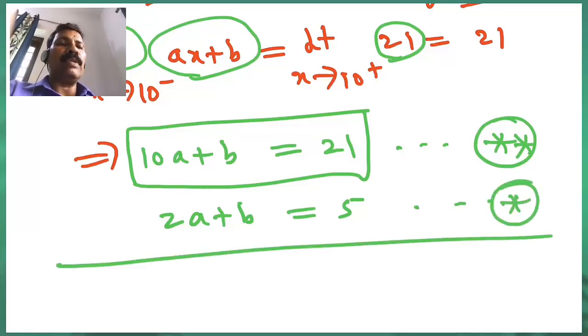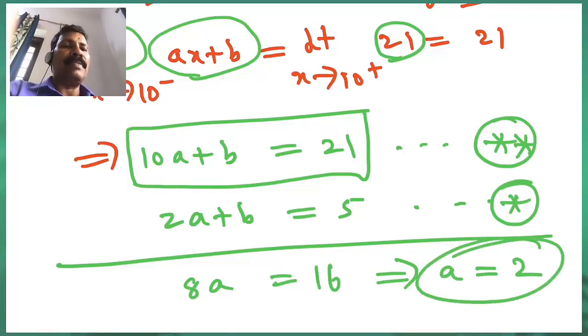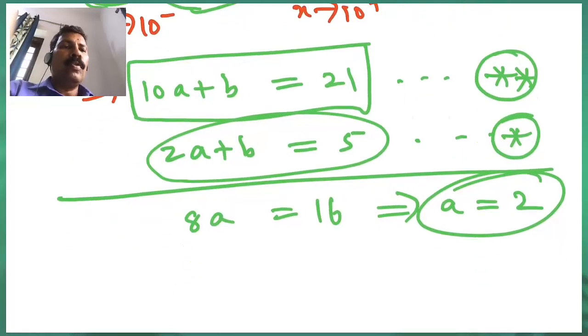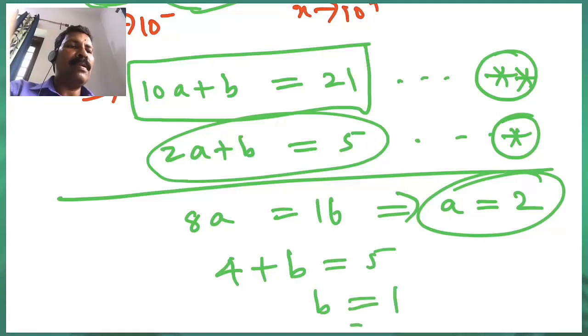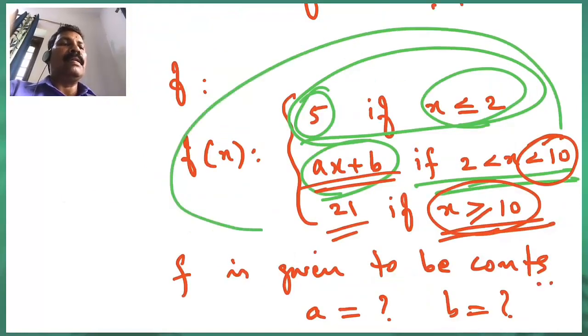Then using these two equations, we can solve for a. You just subtract these equations, then 8a is equal to 21 minus 5, that is 16, which implies a is equal to 2. And substituting this value in any of the equations, for example here, 2 into 2, that is 4 plus b is equal to 5, therefore b is equal to 1. So we have a is equal to 2 and b is equal to 1, then only the given function is continuous.